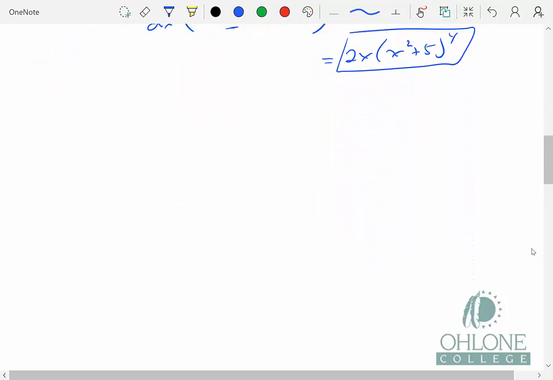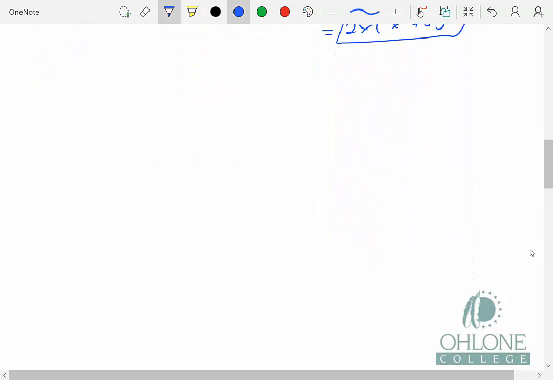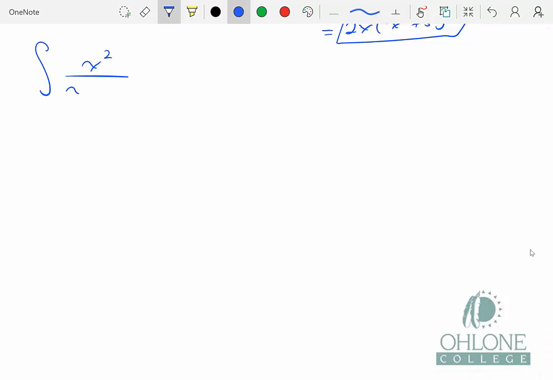Okay, let's look at another example. How about the integral of x squared divided by x cubed plus 7 dx? Now here it may not be so obvious that I have a composite function, but I can think about the function that is in the denominator as being a function that is inside of another function. So I will let u be x cubed plus 7, which means that du would be 3x squared dx.